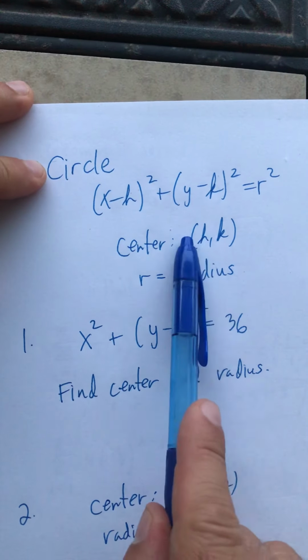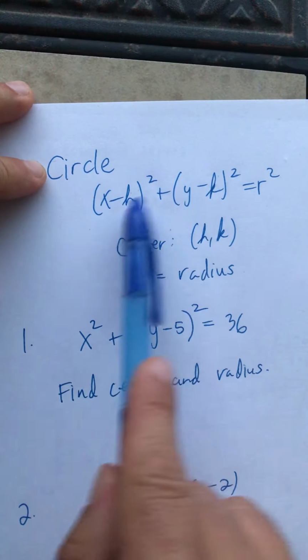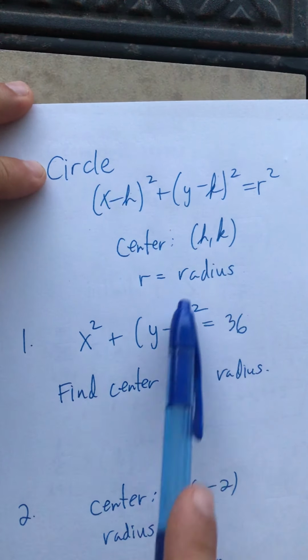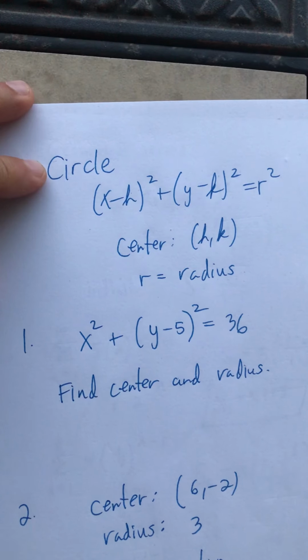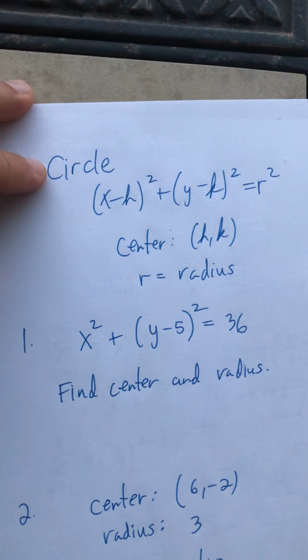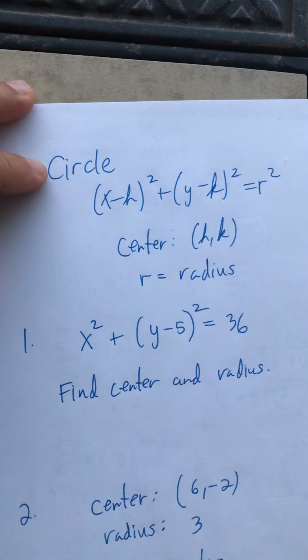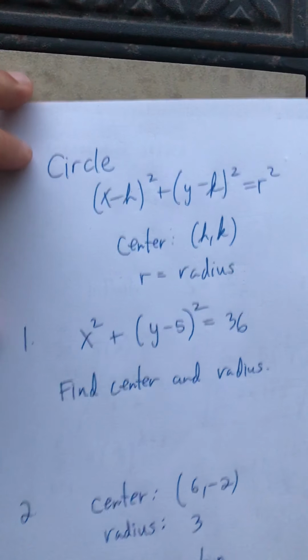When it's in this form, the center of the circle is (h, k), and this r stands for the radius of the circle. Those are the two aspects of a circle that we're going to be working with, the center and the radius. For ellipses, we had center, vertices, covertices. Circle is just simply center and radius. So let's do 3 examples.